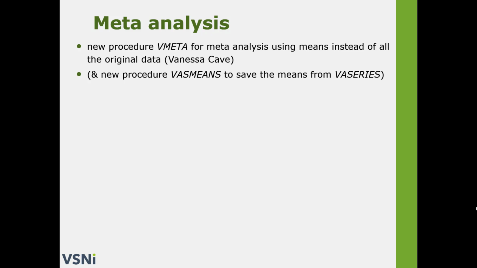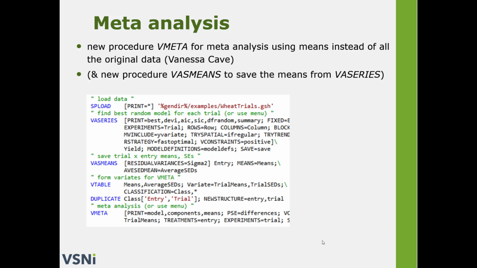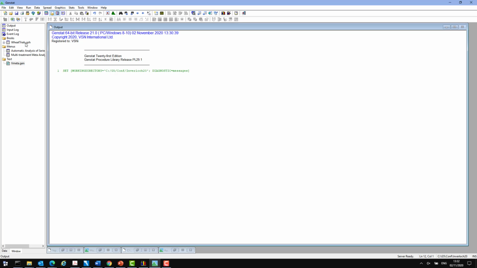Now, I've also got a new procedure, VASMEANS, that will save those means and the other information that you need from an analysis by VASERIES. And you'll know that VASERIES is one of the procedures that underwrites the automatic REML menus that we have. This is a script that will do the analysis, but I'll show you that using the menu. I'm going to run that in GenStat.